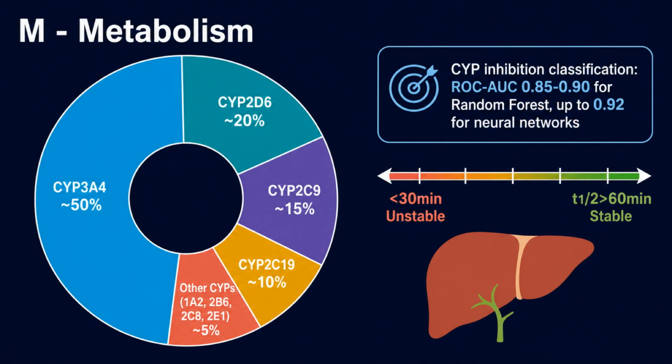For metabolism prediction, CYP450 enzymes are the major metabolic enzymes in the liver. CYP3A4 handles roughly half of all drug metabolism, CYP2D6 about a fifth, CYP2C9 about 15%, and CYP2C19 about a tenth, with the rest spread across other enzymes. Inhibiting these enzymes causes drug-drug interactions. Prediction achieves excellent accuracy. Metabolic stability, half-life in liver microsomes, varies, with longer values indicating stability and shorter values indicating fast metabolism.